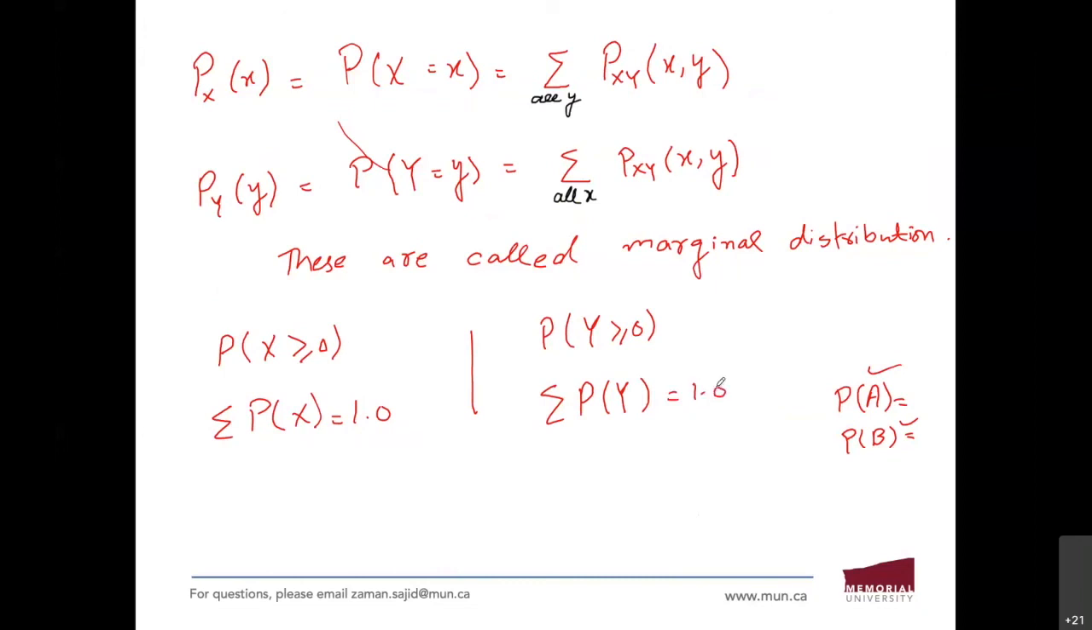Folks, I need to go to the next slide, please. Now in the next slide I'm going to show you how we find them, this approach of summing over all y, and how we use it.